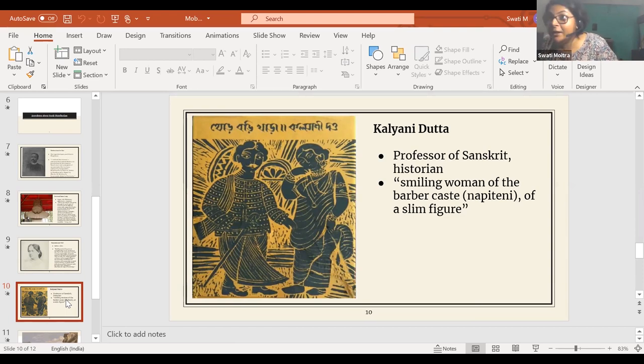The aforementioned Napiteni, the woman of the barber caste, much like Malini, is the member of another Shatshudra caste group. Women from Shatshudra caste groups could very well have found flexible occupational roles that included becoming walking agents for books, their access to inner courtyards of caste Hindu households placing them in a position of advantage over other caste groups that would not have had the same.